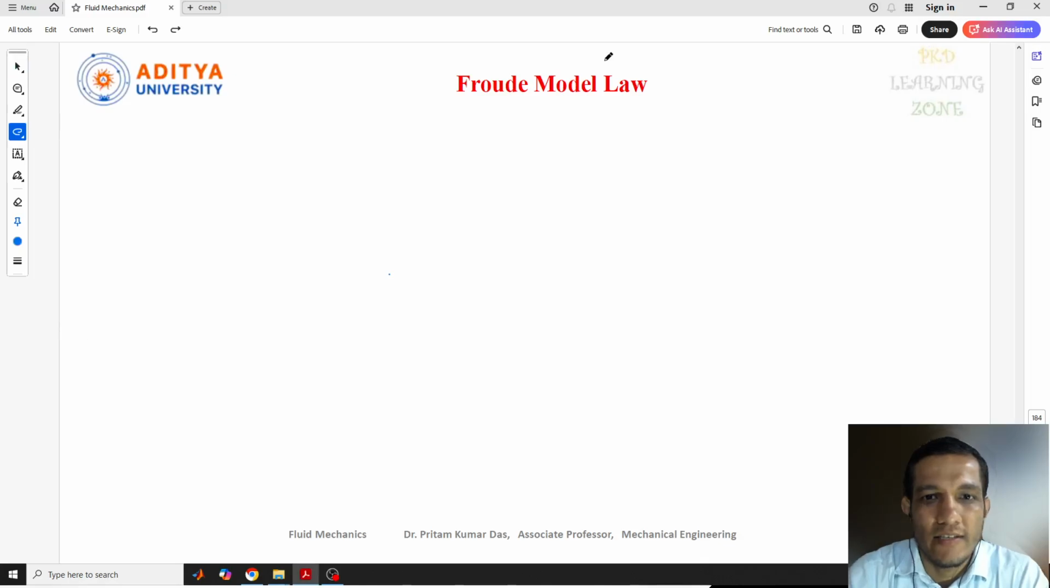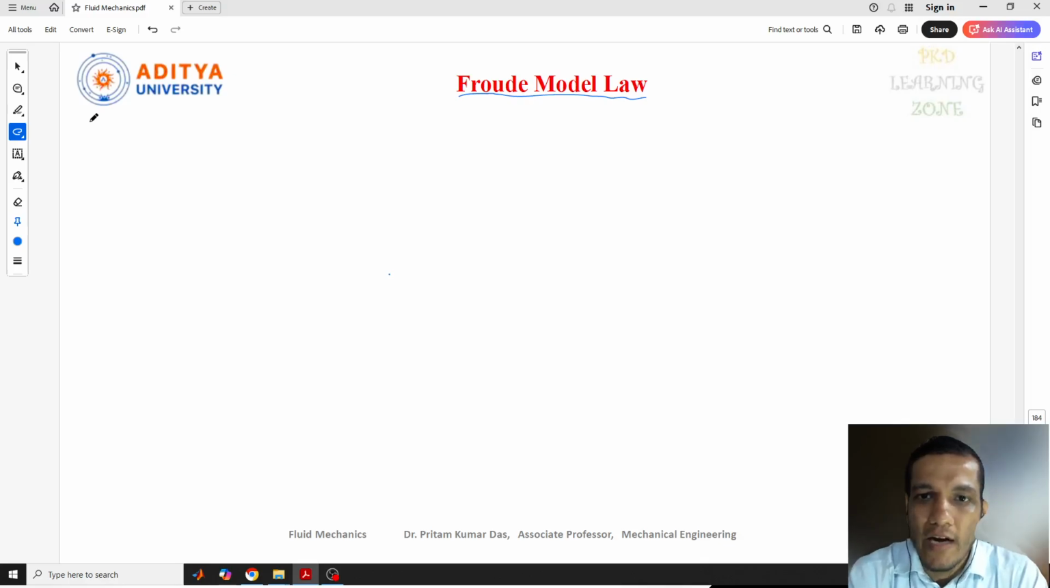In this lecture, we'll discuss a new concept regarding Froude model law. In our last lecture, we already discussed a similar model law, that is Reynolds model law. And today we'll discuss this Froude model law. This is the law in which the model should be based on the Froude number. We have discussed previously what the Froude number is, and also some other dimensionless numbers. So Froude number is one of them.